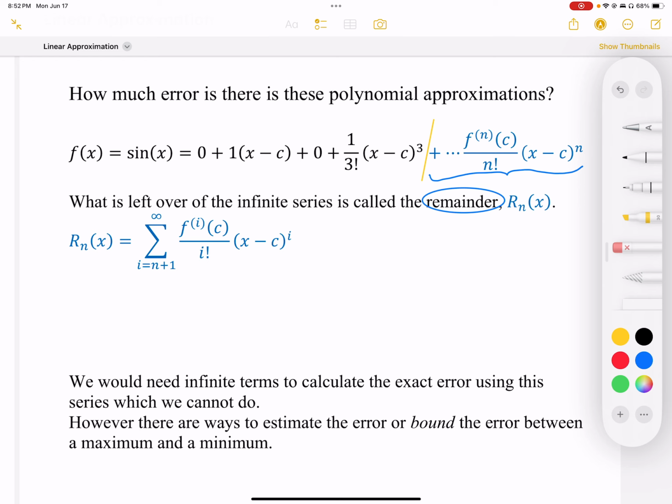However, there are ways that we can estimate the error, or at least bound the error between a maximum value and a minimum value. And we're going to see that there are ways to do this. And it actually is going to involve something that is part of the remainder term. So we'll take a look at that a little bit later, but we can use this remainder term to actually estimate error. We would need an infinite number of terms to actually calculate the exact error. Not practical, but we can use this somehow to estimate the error.